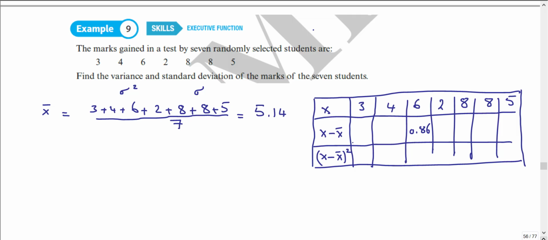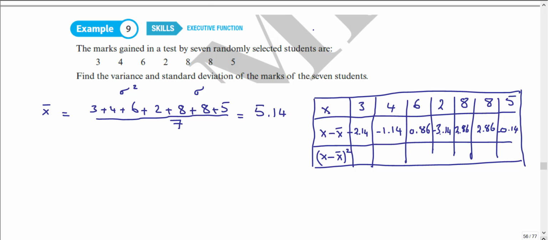Do the first one. 3 minus 5.14. I think I said this is going to be negative 2.14. Am I right? Yes. 4 minus this. I said this is going to be negative 1.14. Is it right? Okay. Wait, can you give me 1 second? I'm filling in the table.